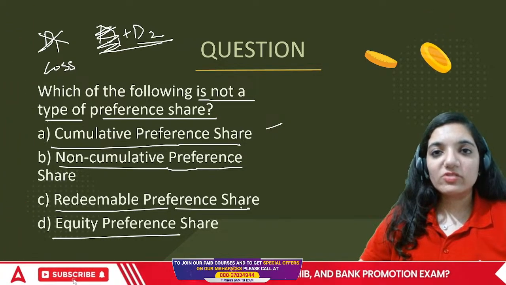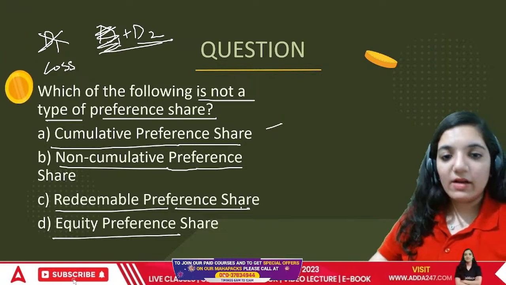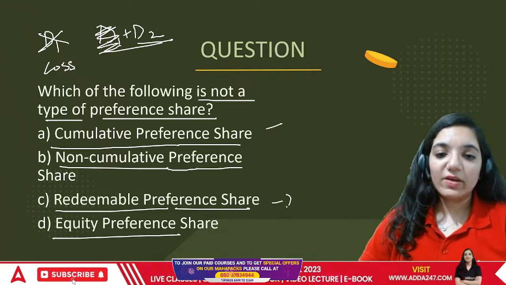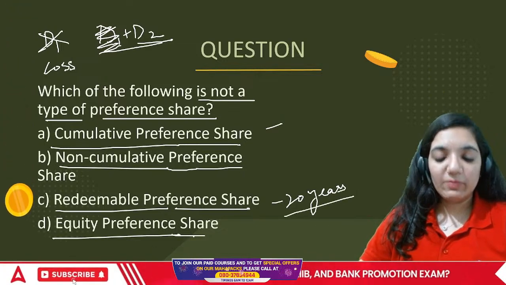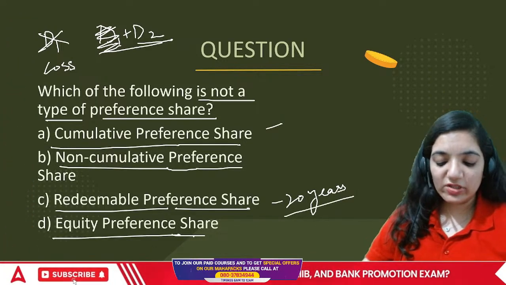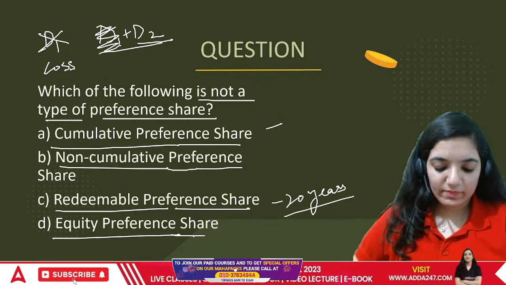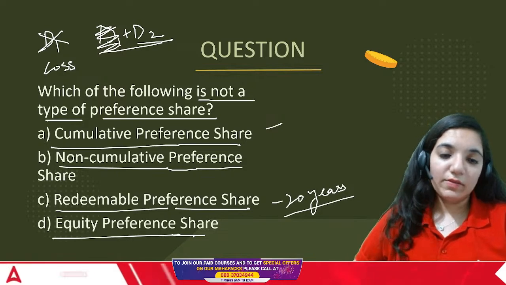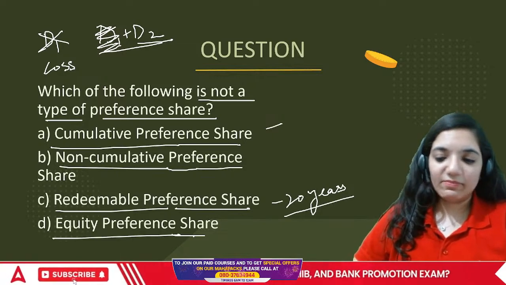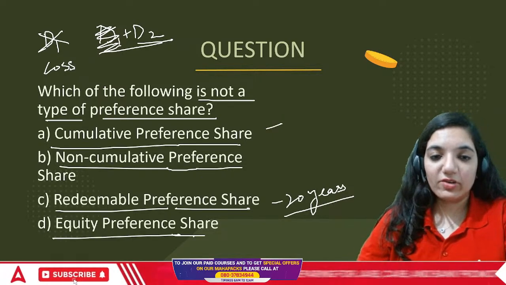Redeemable preference shares are those which are paid off. And in our country only this kind of thing is allowed, because after 20 years you must pay to them. And then we have equity preference shares. What do you mean by equity preference shares, everyone? There's nothing called equity preference shares, because preference shares are different from equity.